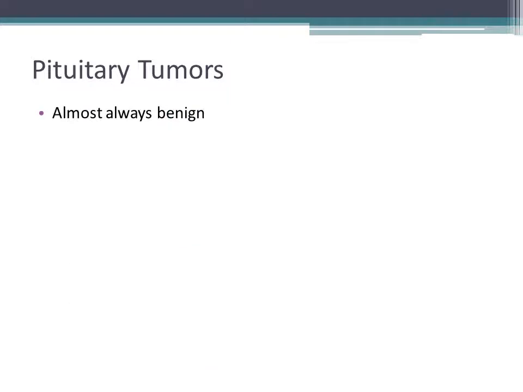It's very important to know that pituitary tumors are benign. The overwhelming majority of pituitary tumors are benign. So we're not dealing with a problem of cancer. We're dealing with a benign problem that is causing issues to the patient, whether hormone excess or hormone deficiency or mass effect.